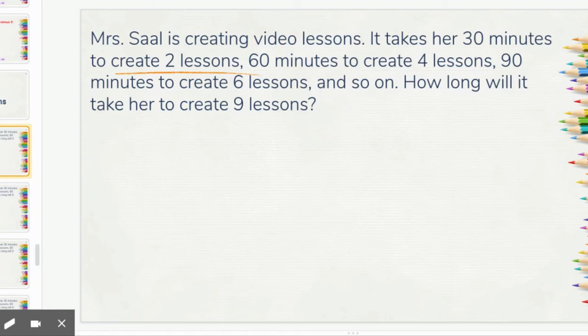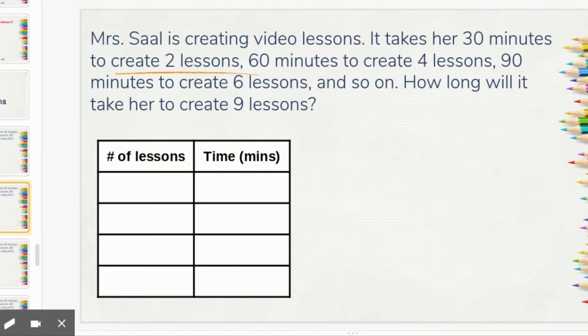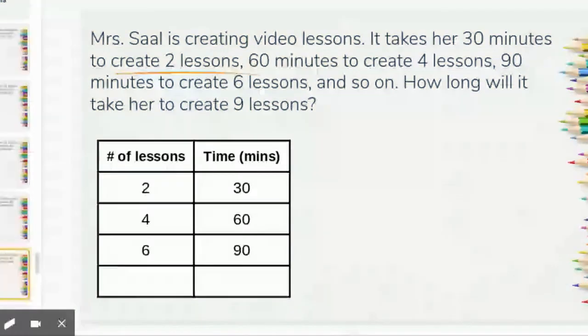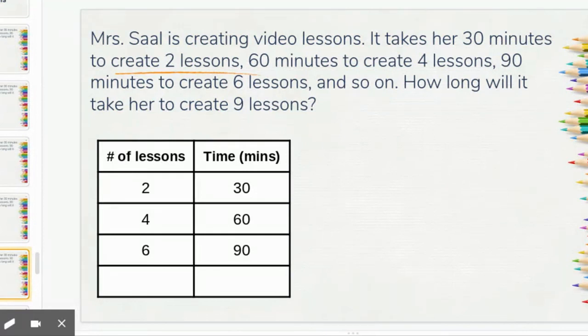So there's a few different ways that you can solve this problem, but I like to look at this one as kind of an input-output problem. So I'm actually going to create a table, and my input column is going to be the number of lessons, and my output column is going to be the time it takes to create them. So 2 lessons takes 30 minutes, 4 lessons takes 60 minutes, 6 lessons takes 90 minutes. And you might be thinking, well, I can do 8 lessons is 120 minutes. But the problem is we're not trying to figure out how many minutes 8 lessons will take. We're trying to figure out how many minutes 9 lessons will take.